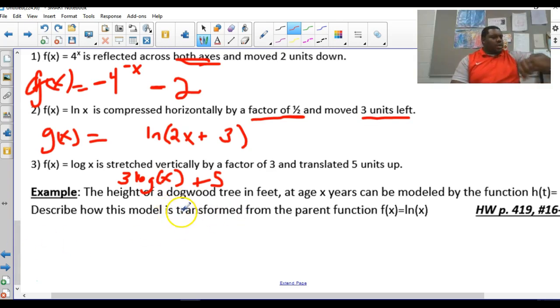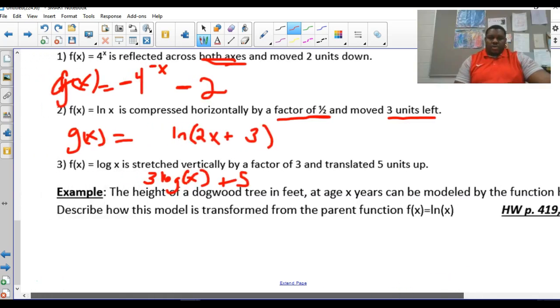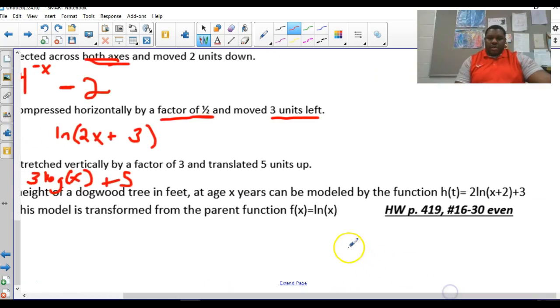And then for this last one, guys, the height of a dogwood tree in feet at age x years can be modeled by this function right here. All right, describe how this model is transformed from the parent function. So here's the parent function. Sorry about that bell, the period's over. There's the parent function. This 2 tells me it's vertically stretched.